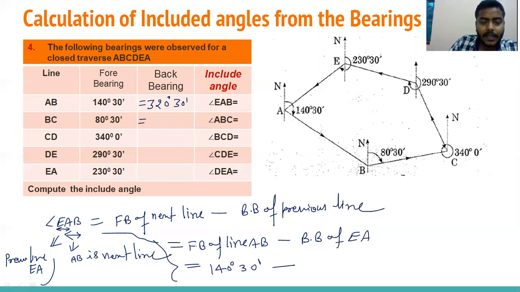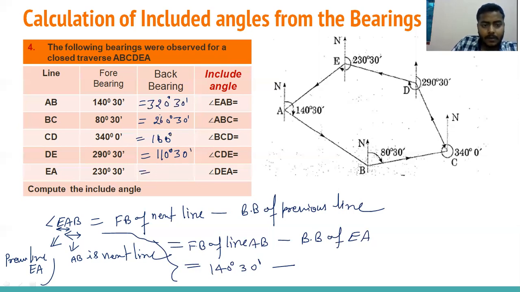Now this is less than 180 degrees, then we will add 180 degrees. Am I right? Add 180, it will come like this. Now this is greater than 180 degrees, so we will deduct 180 degrees. What we will get? We will get 160 degrees. Right? Now this is greater than 180 degrees, then we will deduct 180 degrees. What we will get? 10 degrees 30 minutes.